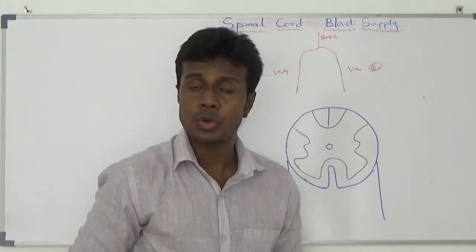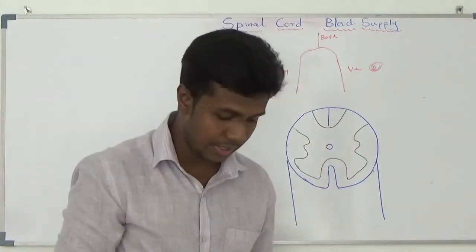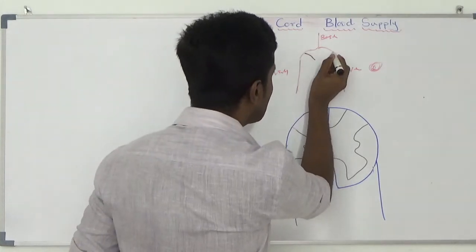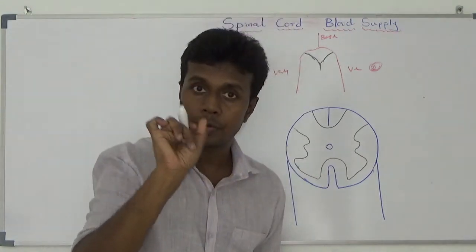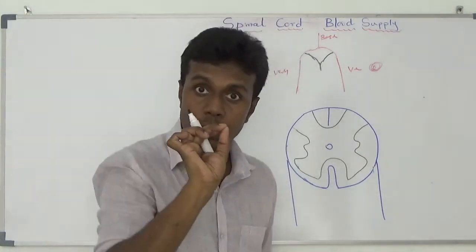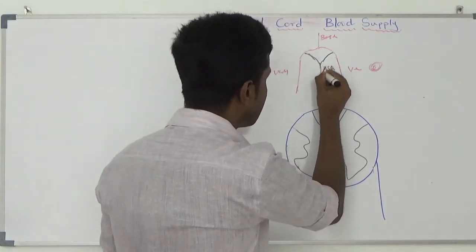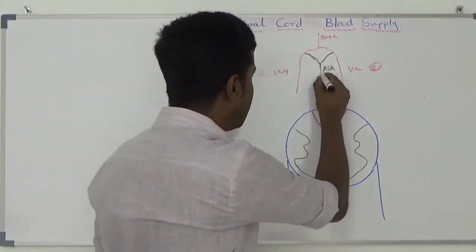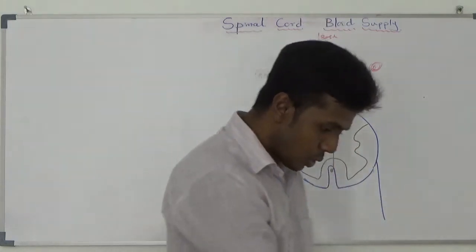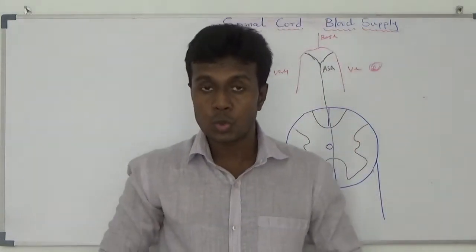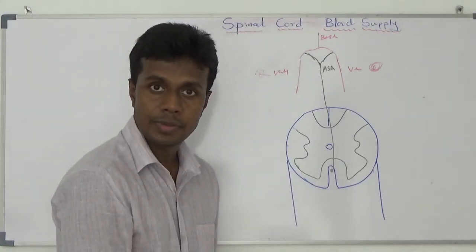Before they produce the basilar artery, each gives 2 small branches. Those 2 small branches unite together and produce the anterior spinal artery. The anterior spinal artery comes into this area and goes down the spinal cord through the anterior part of the spinal cord.